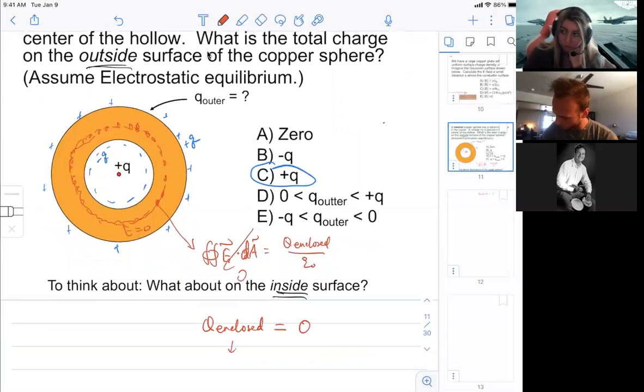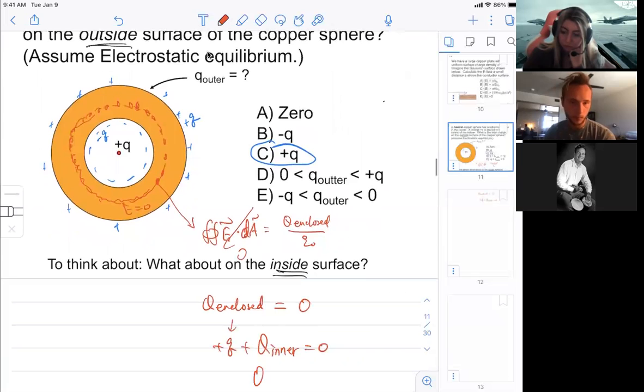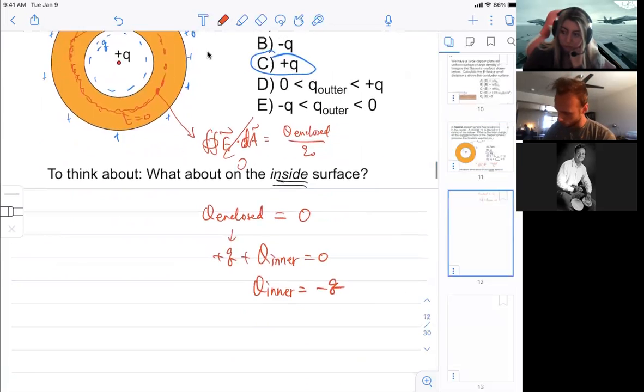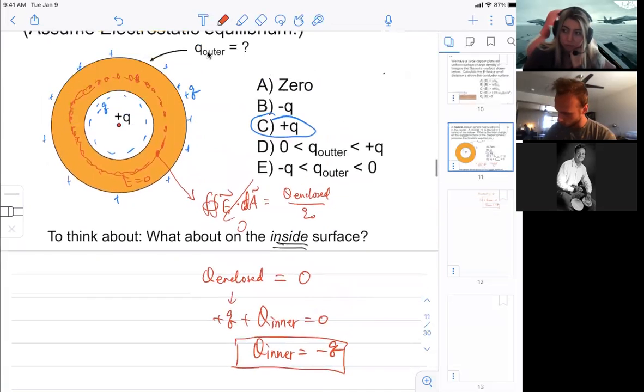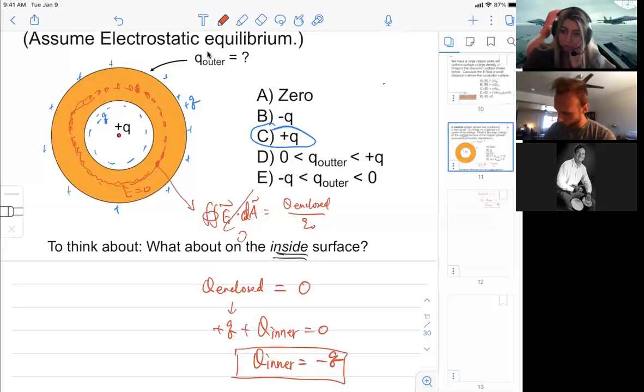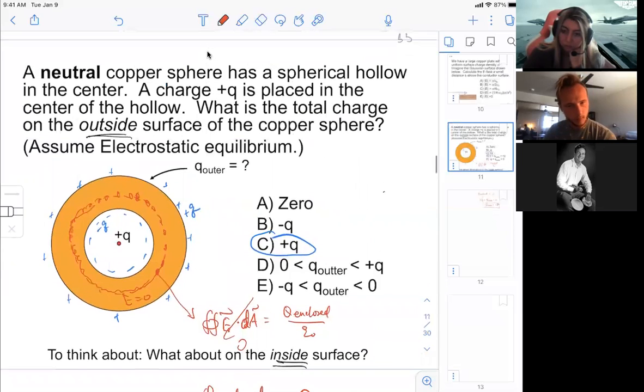So what kind of charge are you enclosing? You enclose a positive Q in the middle. So you're enclosing whatever charge is on the inner surface, and they have to add up to be 0. And the inner surface is going to be negative Q, right? So that way you can convince people mathematically it's going to be precisely negative Q that lives on the inner surface.